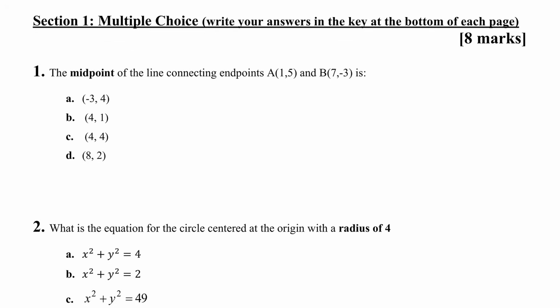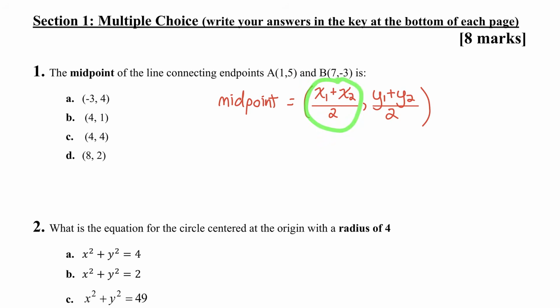There are 8 multiple choice questions. Question 1 says the midpoint of the line connecting point A to point B is, well, if I use the midpoint formula, I know I can find a midpoint by finding the average of the x coordinates of the two endpoints, and then the average of the y coordinates of the two endpoints. I'll make point A my first point, and point B my second point.